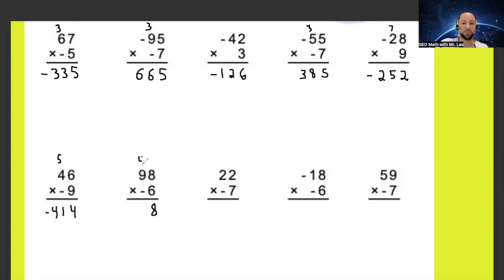Next one, 6 times 8, that's 48. Carry the 4. 9 times 6 is 54. Add the 4, that's going to be 58. Final answer, negative 588.